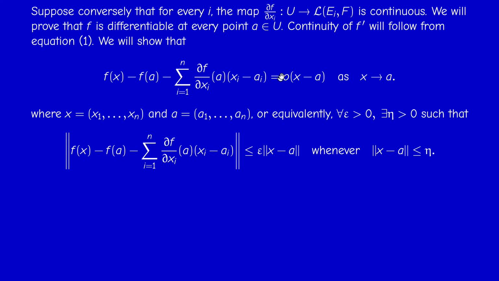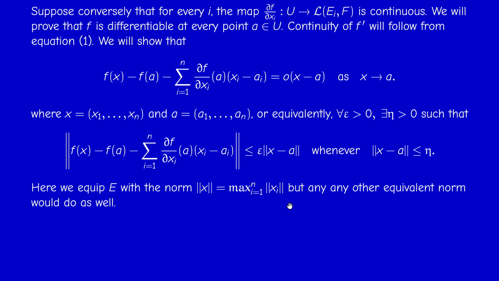So this equation really means this condition. For every epsilon positive, there exists a positive number eta such that the difference between f and its linear part is less than epsilon times this quantity, the distance between x and a, provided the distance is smaller than a number eta. And of course, you can put less or equal or strictly less. Strictly less doesn't really matter here.